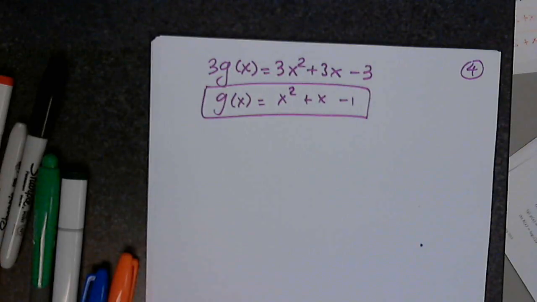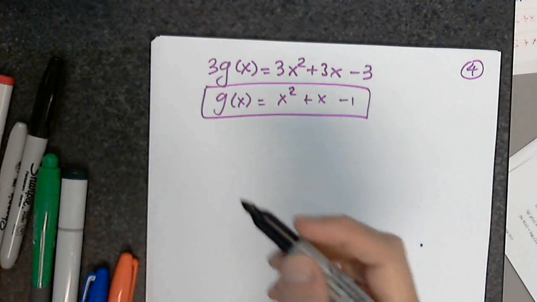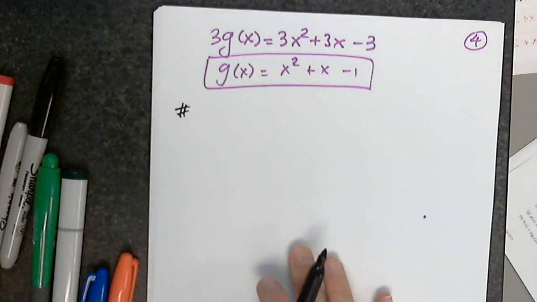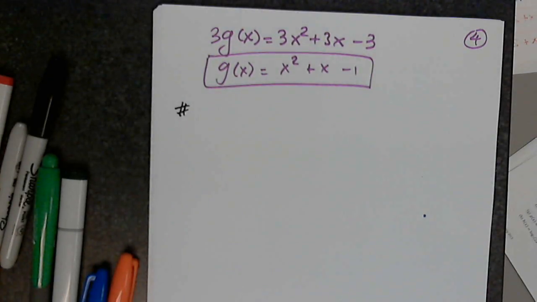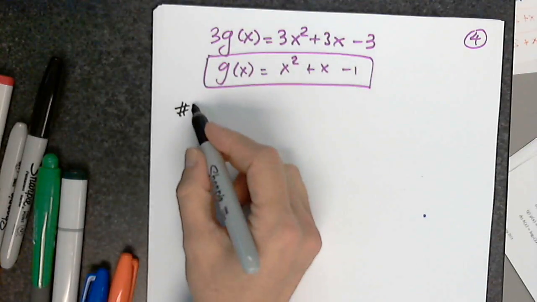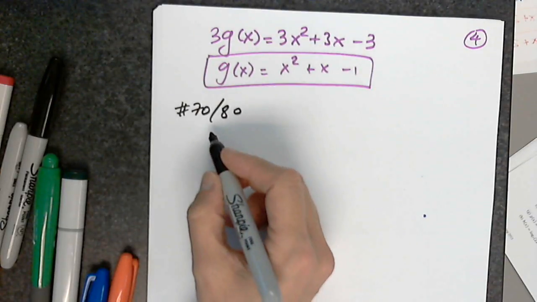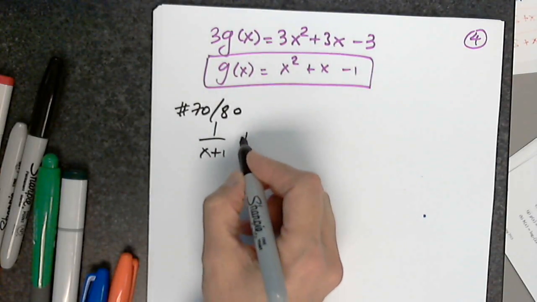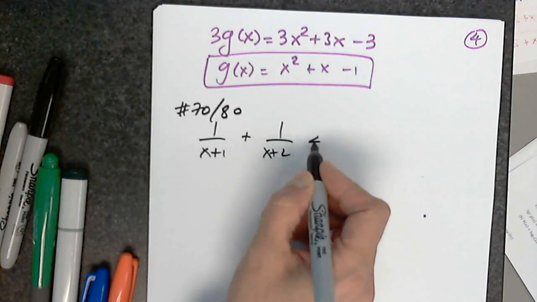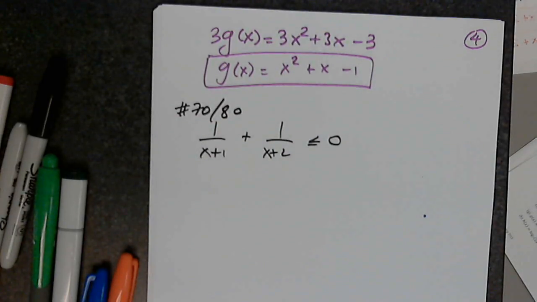Take it slowly. Okay, so which problem are we looking at? One of these, can we do 70? 70 on page 80, of course. It was the addition and subtraction. 70. Very good. So we have 1 over x plus 1 plus 1 over x plus 2 less than or equal to 0. What is the first step when I'm asked to solve an inequality?